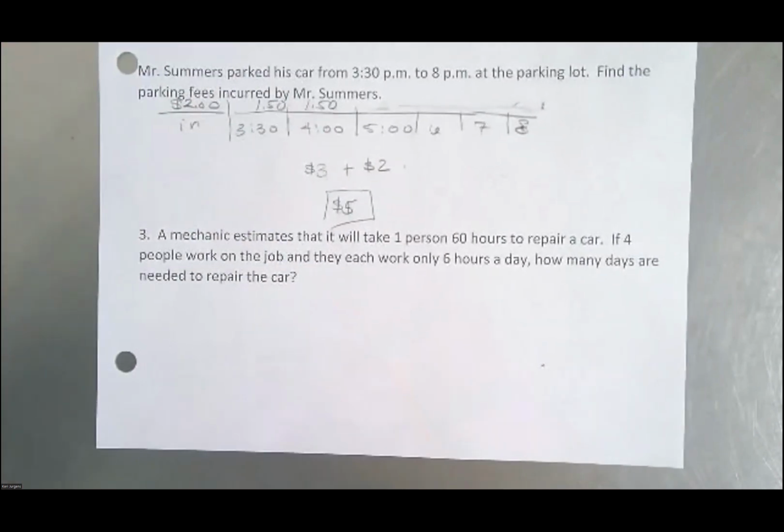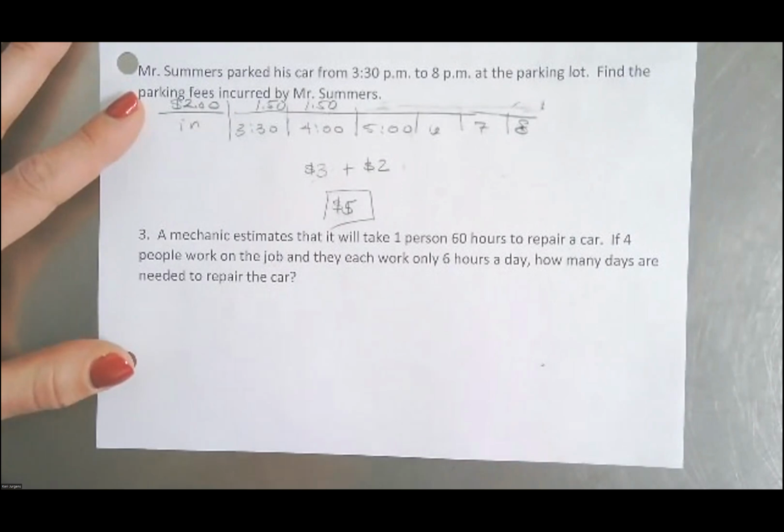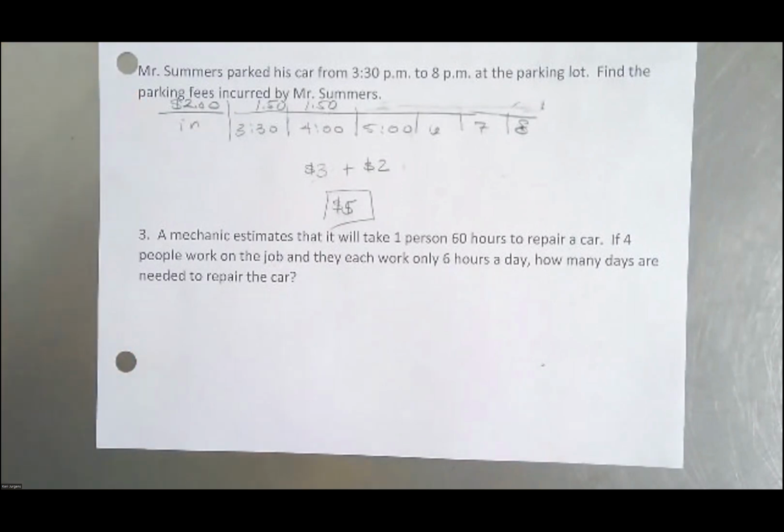I get that. All right, number 3, a mechanic estimates that it will take one person 60 hours to repair a car. Now, let's just stop for a second. If it takes one person 60 hours, will 4 people take more or less time? Less, okay. If 4 people work on the job and they each work on, let's just ignore that for a second. How many hours would 4 people take to finish that job?